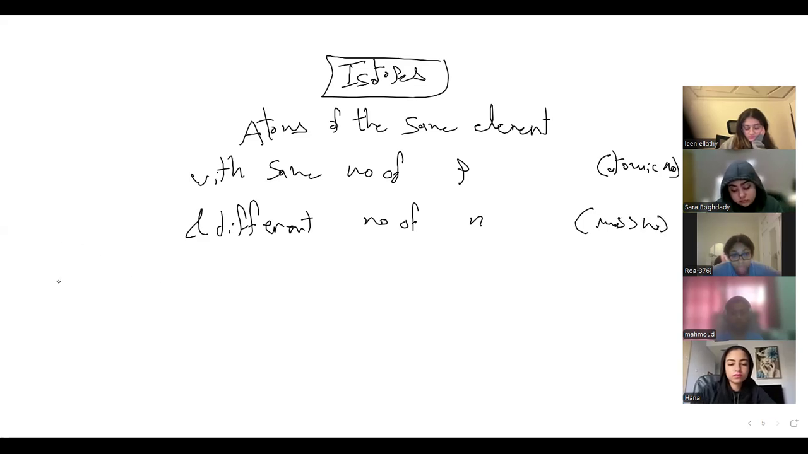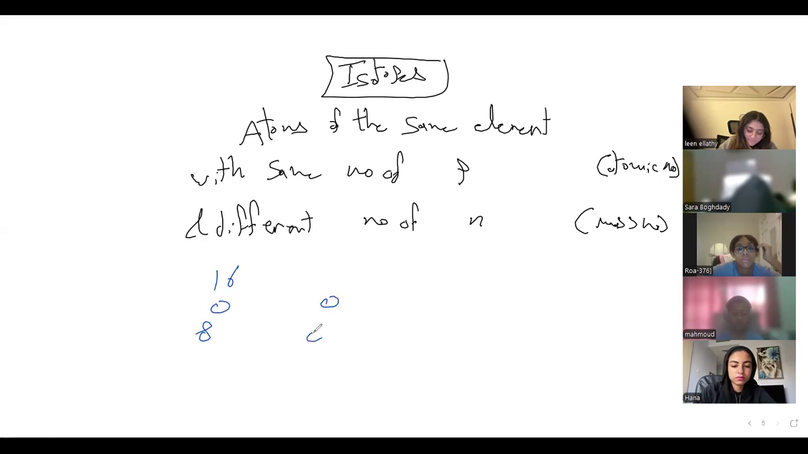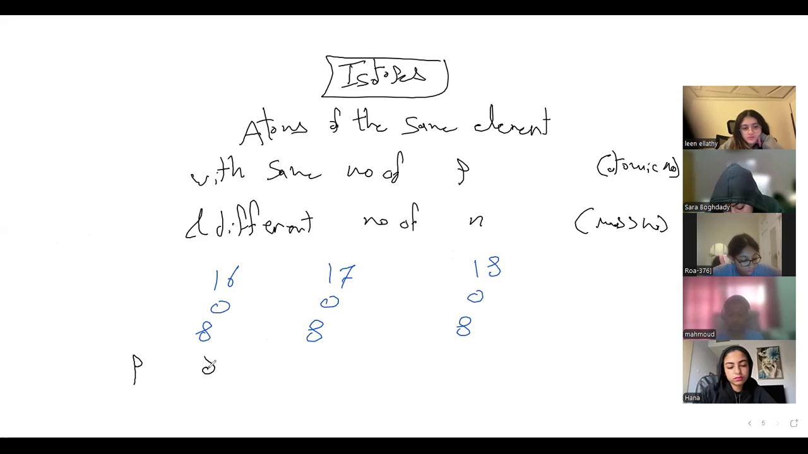For example, if you have O 8 16, O 8 17, O 8 18, how many protons are there? 8. 8 for all. How many electrons?